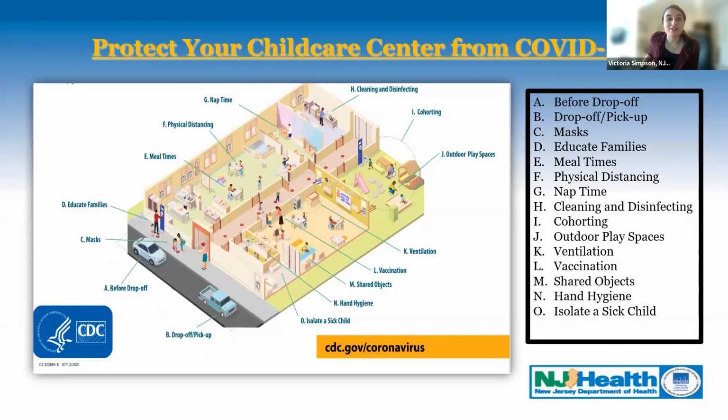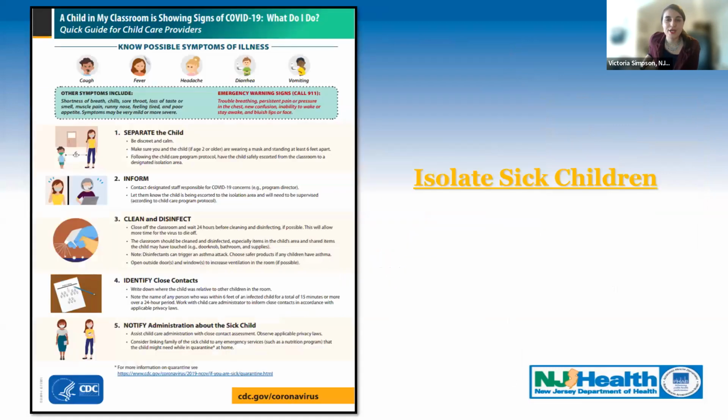Okay. So that was some of the key things you can do to protect your childcare center. So we have gone through A through N, and now the last thing we need to understand to protect your childcare center is about isolation of sick children. So this is a great infographic from the CDC that explains what to do when there are sick children in the childcare center. We're going to describe these steps in detail momentarily, but this is a great resource for you to print out and to have on hand.